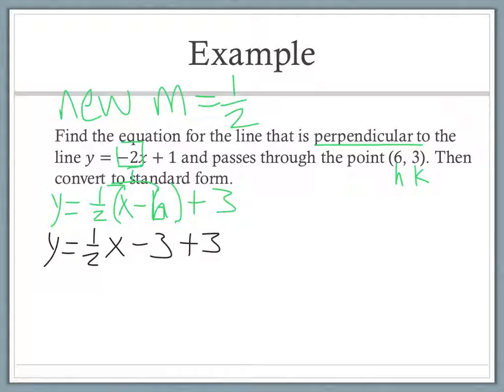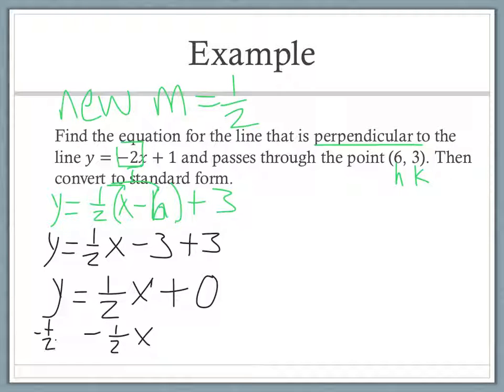Okay, so now I can combine my terms. I get y equals 1/2 x plus, well, that's just 0. So I'm going to keep that there, though, since I'm going to write it in standard form. So the next thing I need to do is move that 1/2 x over. So I'm going to subtract 1/2 x from both sides. So I'm left with negative 1/2 x plus y equals 0.